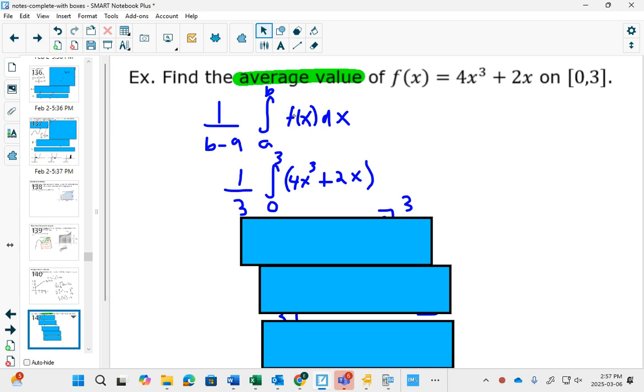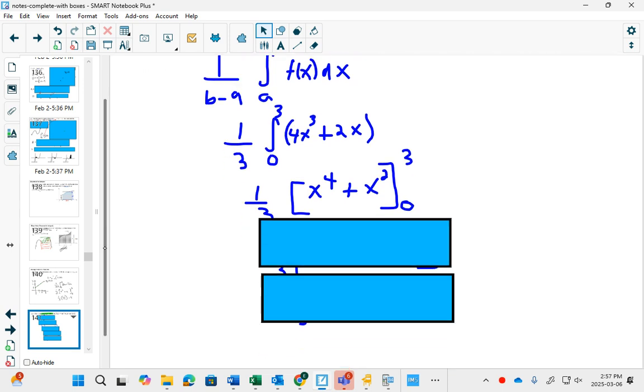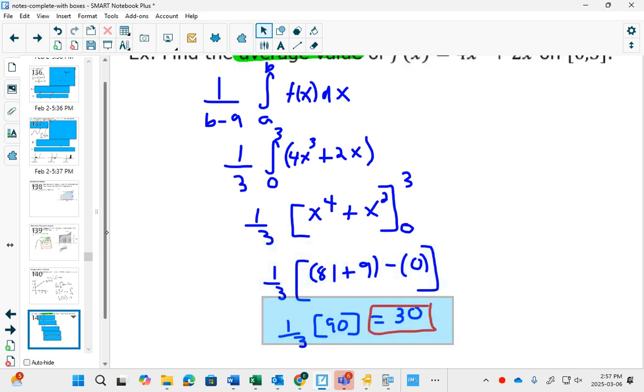And now our integral is x to the 4 plus x squared. Plug in your numbers, and you get 30.